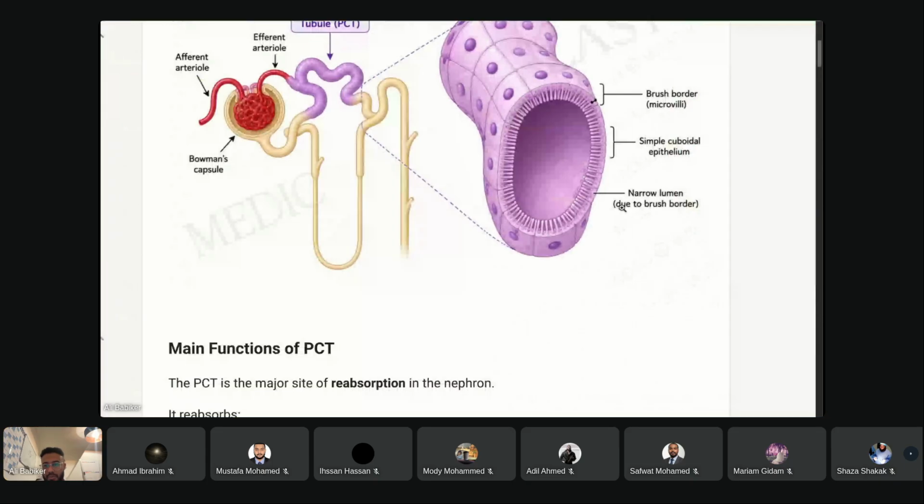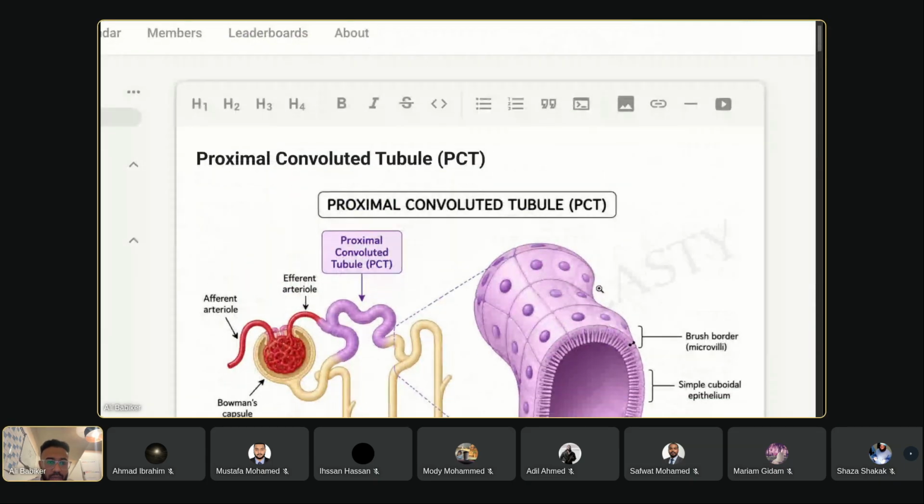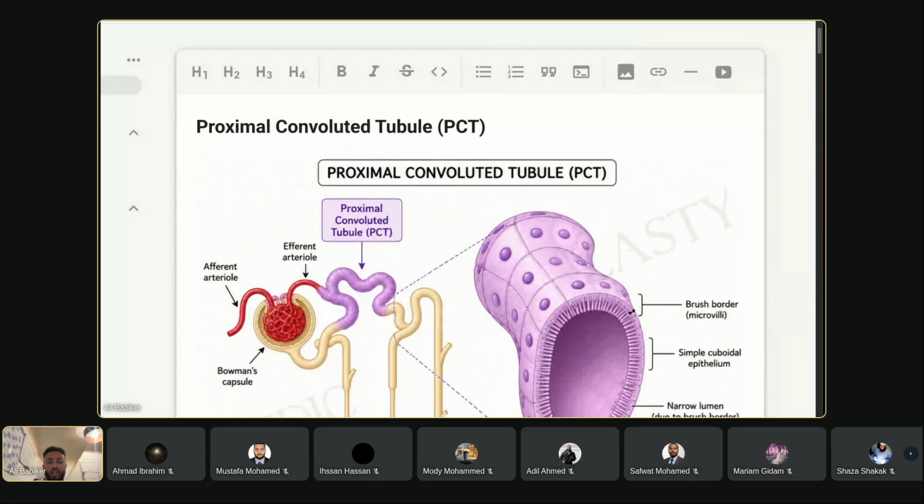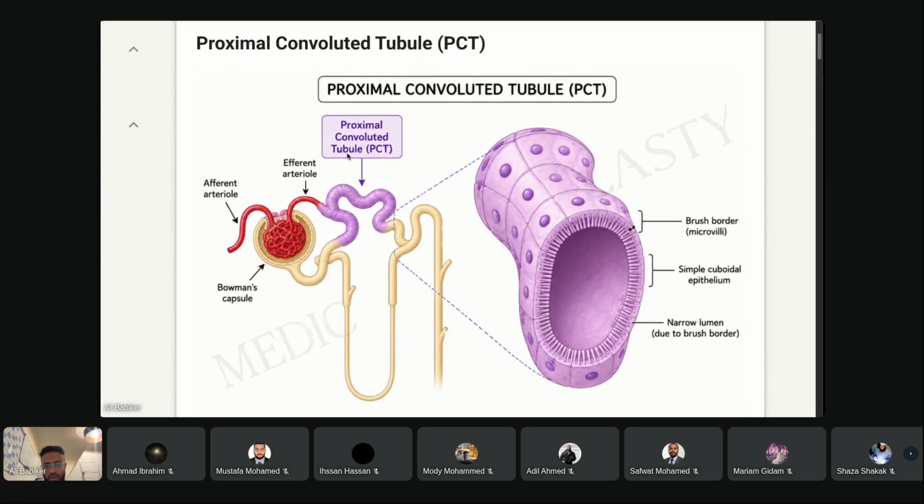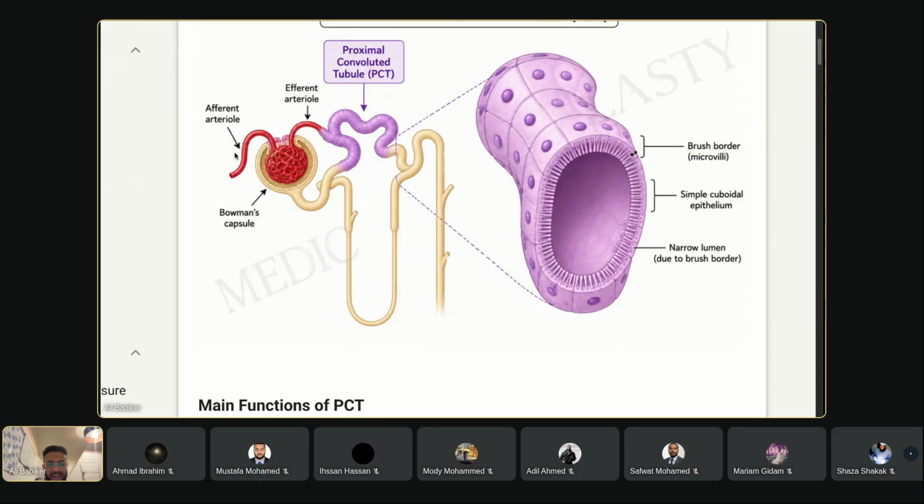I'm going to do my best to be a bit quicker. All right, the proximal convoluted tubule. This is the proximal convoluted tubule. Okay, you have afferent and efferent.